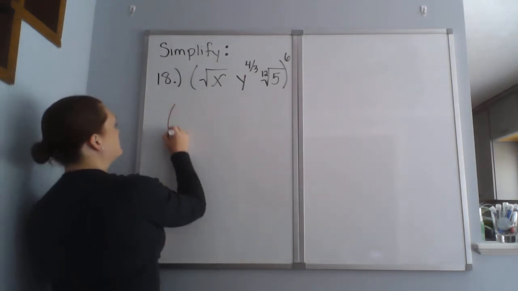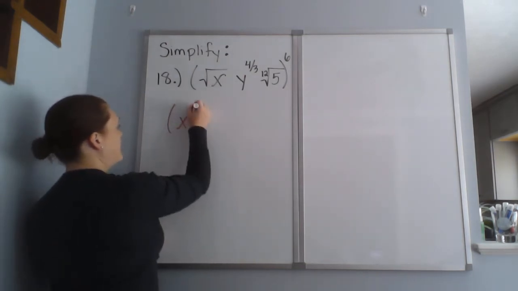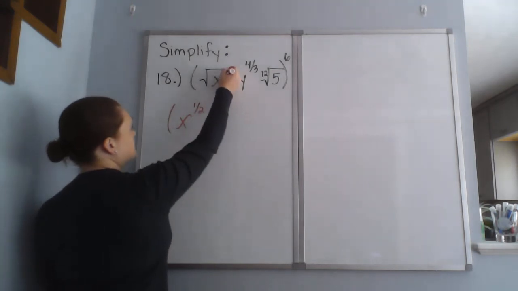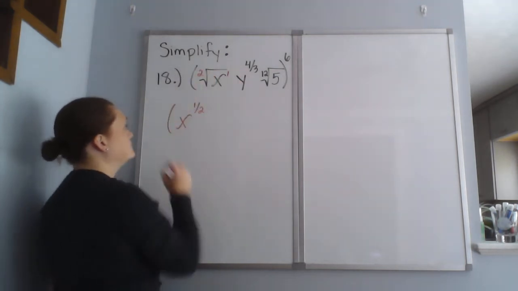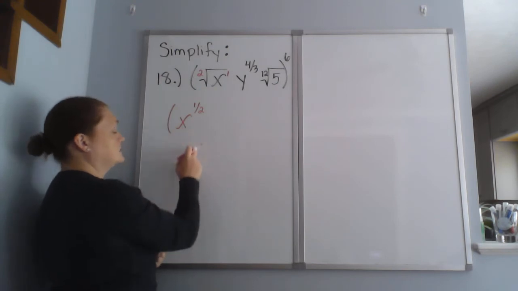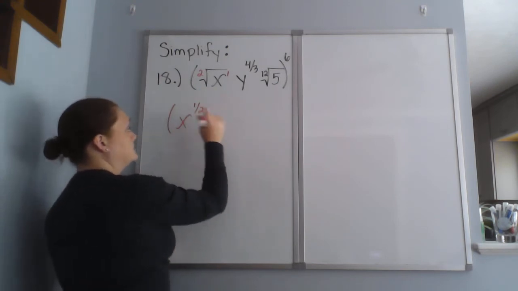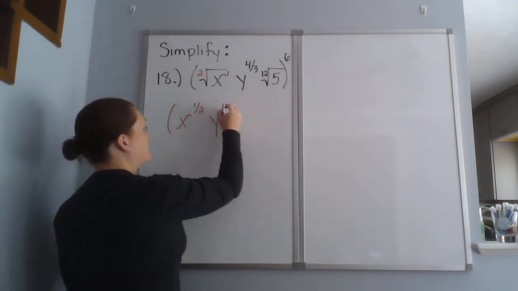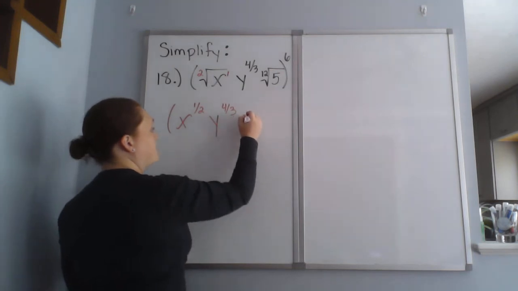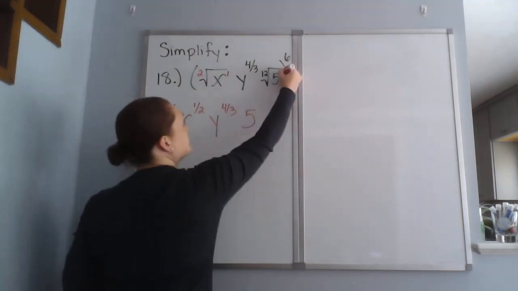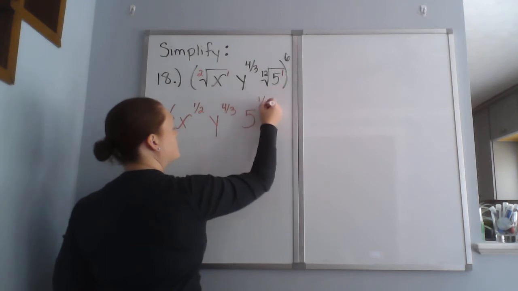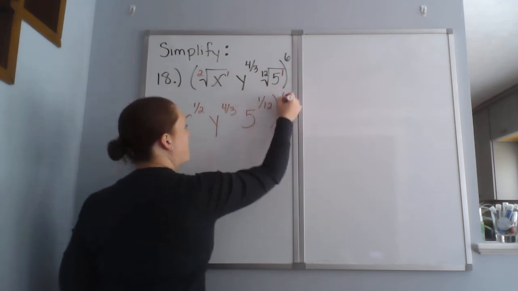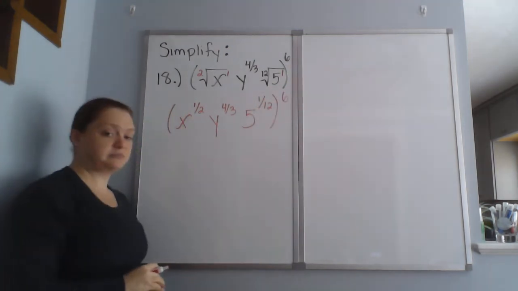So what I want to do is make this into x to the 1/2, and again, this is the 1/2 because this is x to the first, and this is a square root. Remember, no index means it's a square root, so the index is a 2. Then I've got y to the 4/3, and then I have 5. This is to the first power here, so this is to the 1/12 power. And then all of this is to the 6th power, okay?